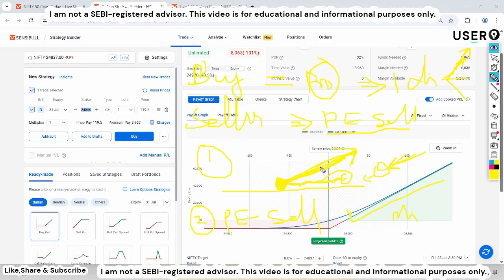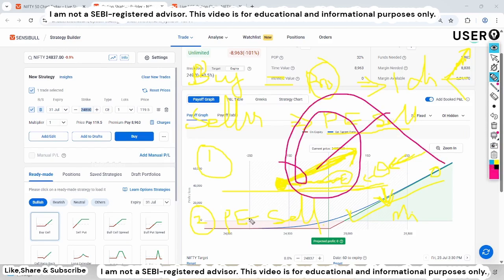Okay, maybe it goes up or goes down. Only the option seller will have a loss, or a very minimum loss; he can exit only if it goes down, or if it goes in the opposite direction. In case of an option buyer, if the market goes down, then he will be in a big loss. So we should hedge it properly.